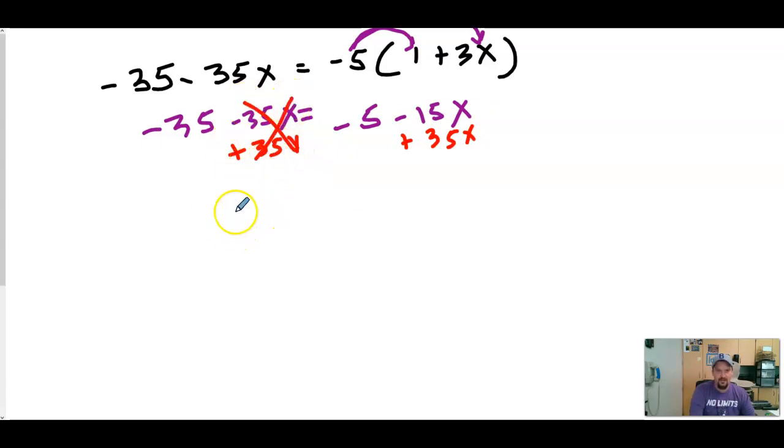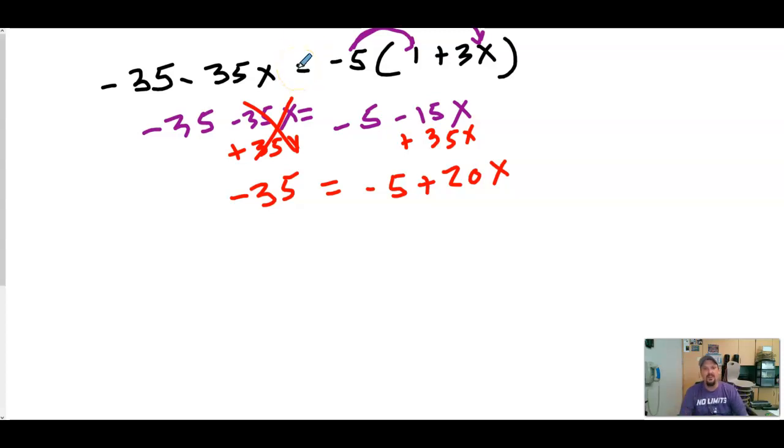So that cancels out, and I'm left with a negative 35 from right here. And over here I have a negative 5. Negative 15 plus 35 gives me a positive 20x. And now I've simplified. I have all my x's on one side. I can go ahead and solve.